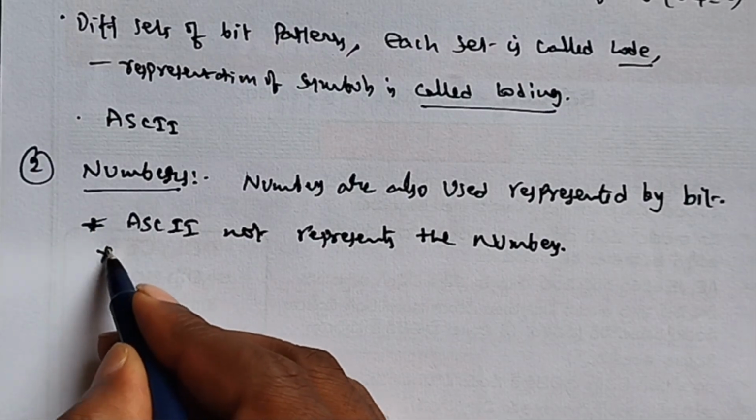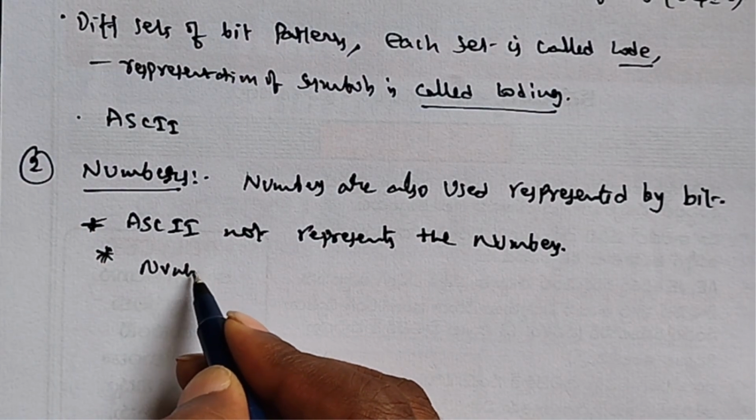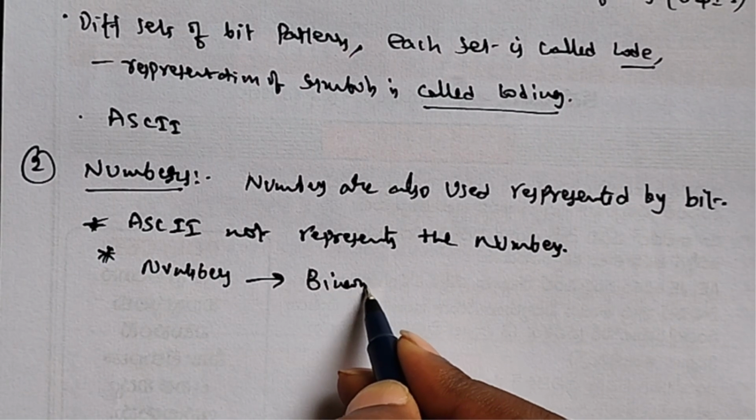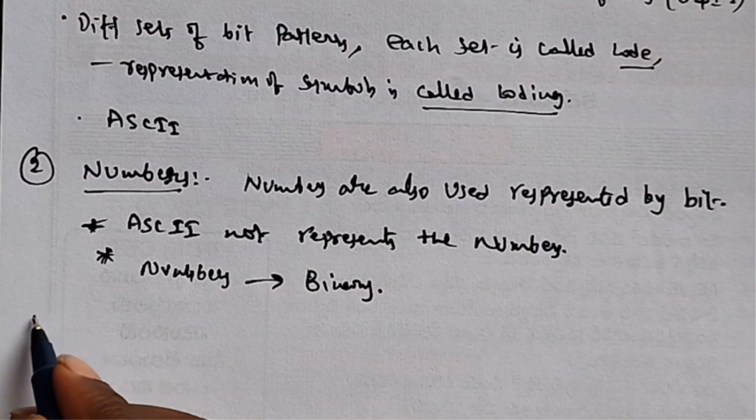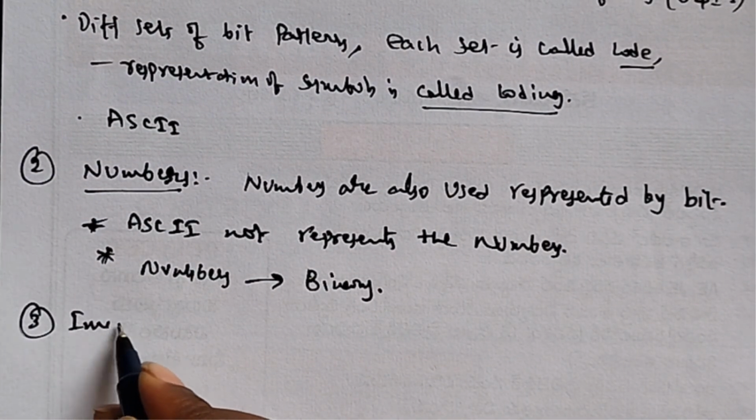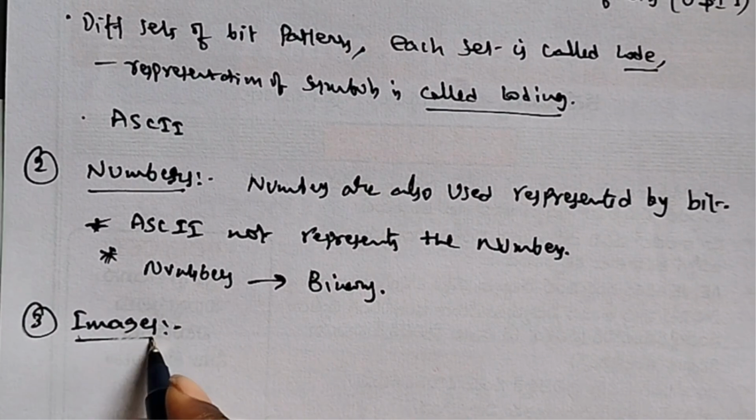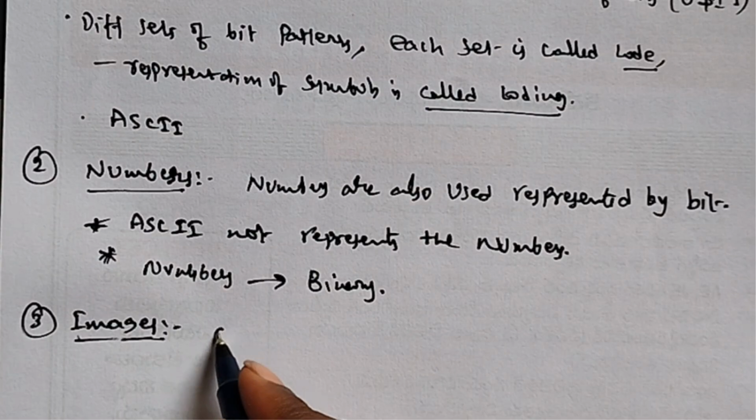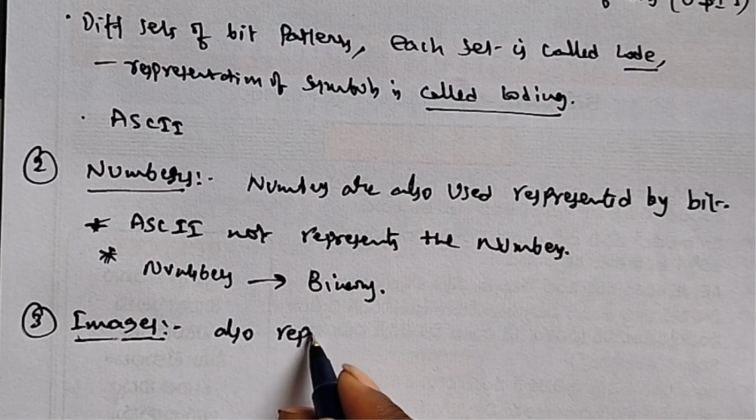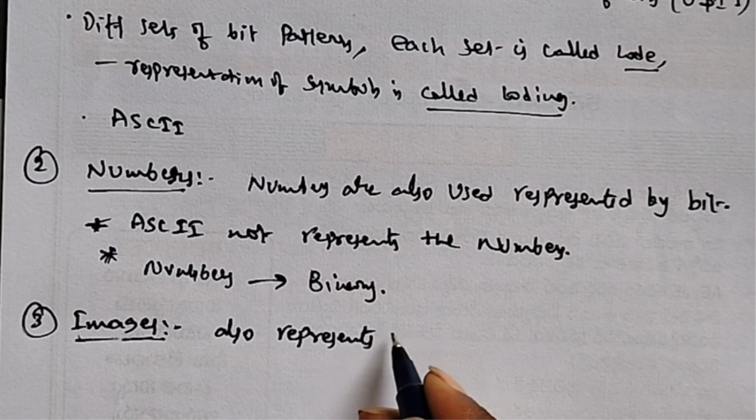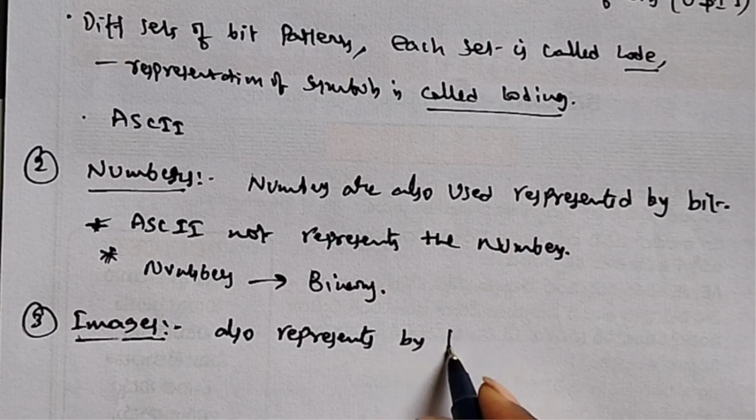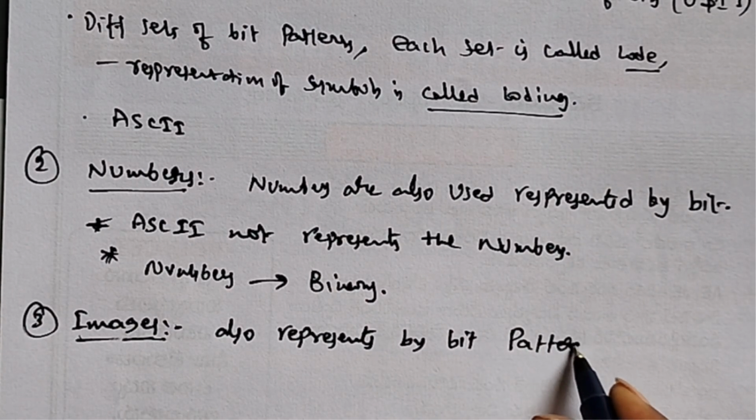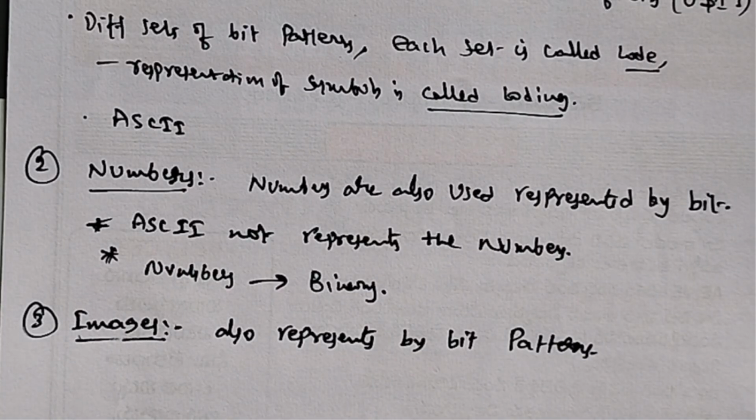Numbers are converted into binary. And the third representation is images. What are images? Images are also represented as bit patterns only. It is the simplest form.